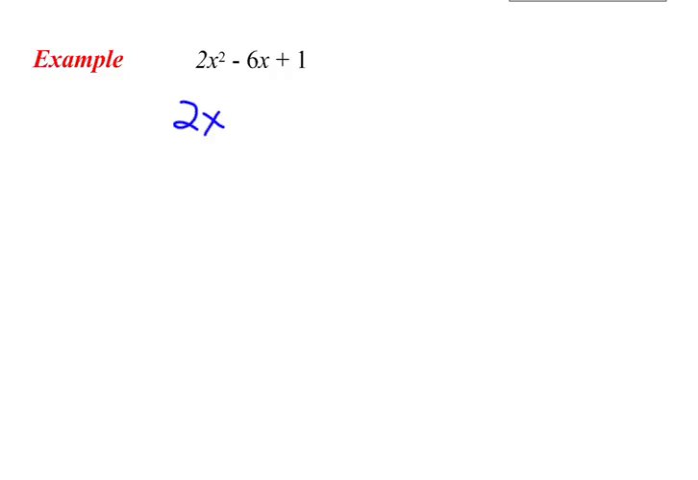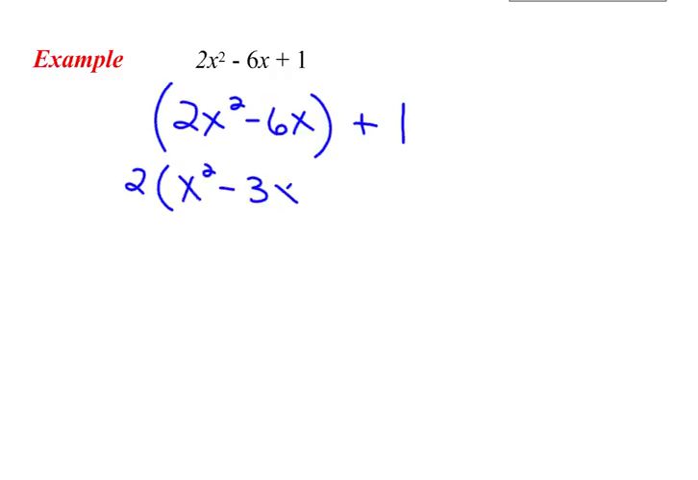We'll start the same way we started before by putting our variable terms in parentheses. Next, look inside the parentheses. We have 2x squared minus 6x. If you can factor something out, a number, then you have to before doing the completing the square. For example, 2 goes into 2 and 2 goes into 6. So we have to factor the 2 out. So we have 2 times x squared minus 3x, and then plus 1 still on the end.